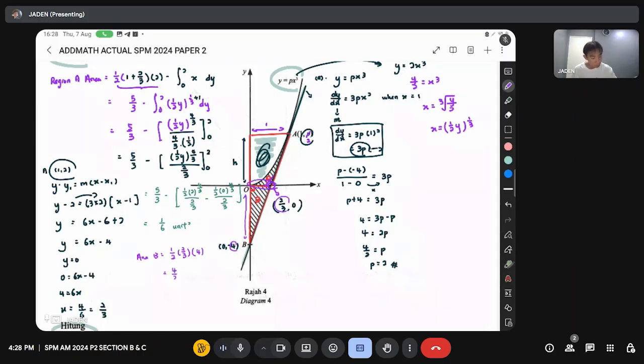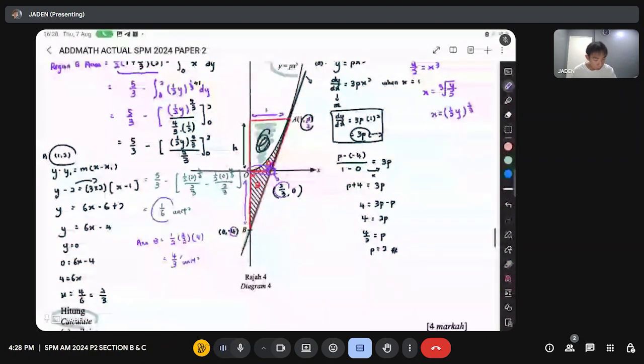Don't forget, because they want the total shaded region, so you want to add up 1 over 6 and 4 over 3. So total, 1 over 6 plus 4 over 3 unit square.